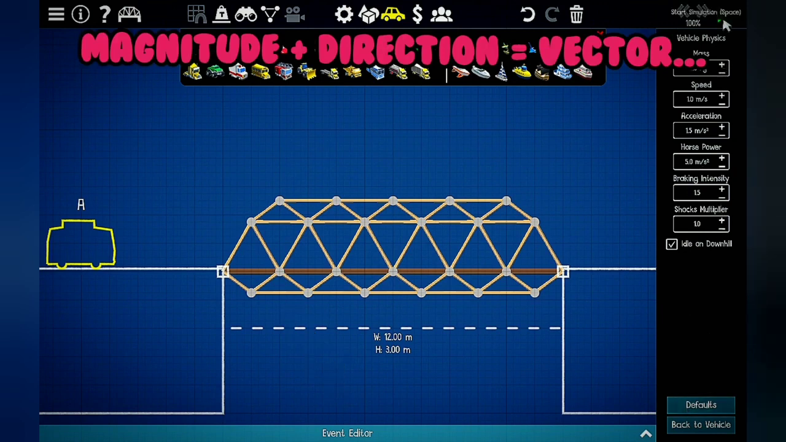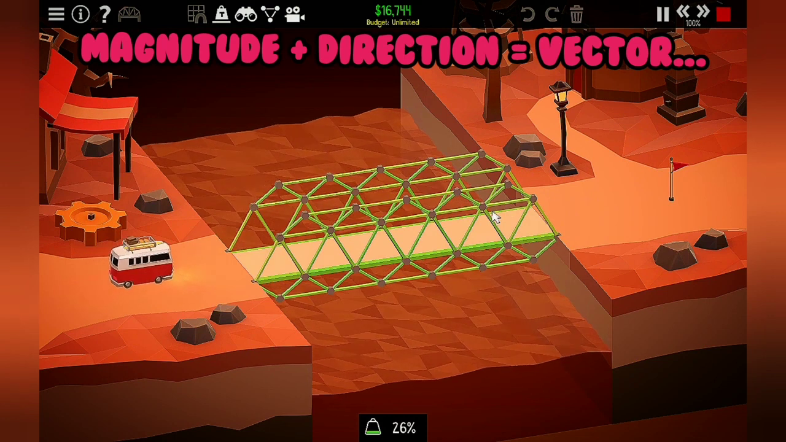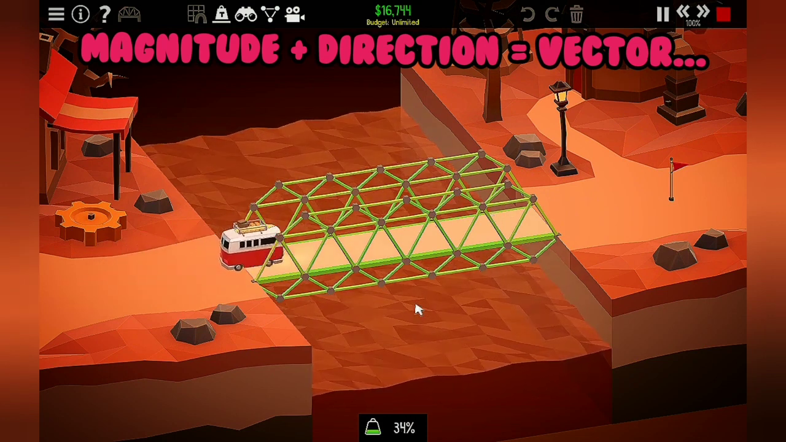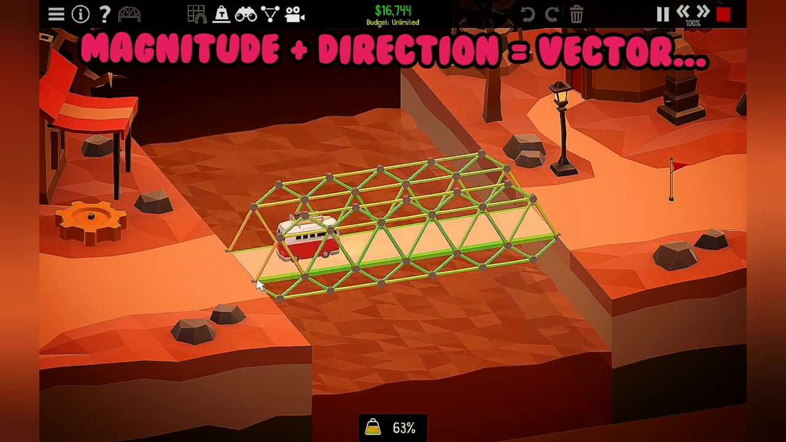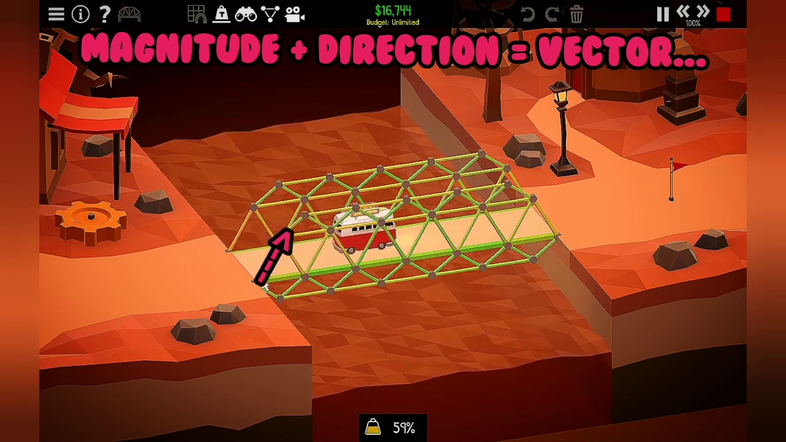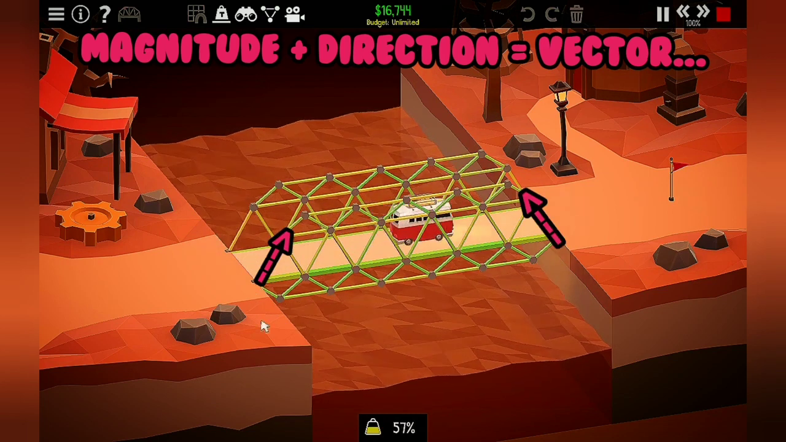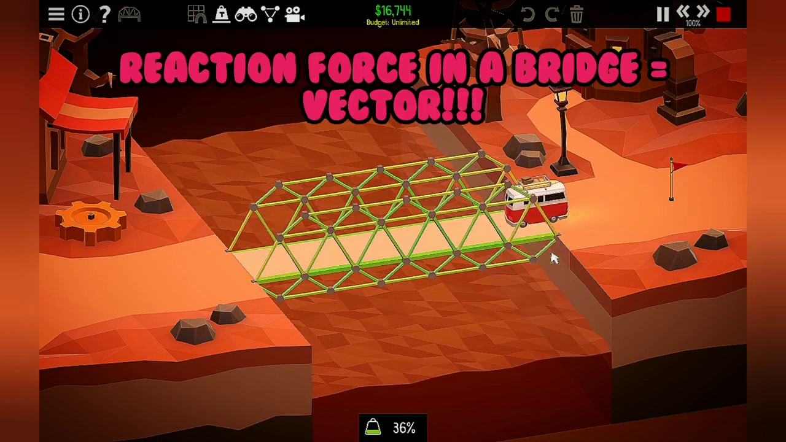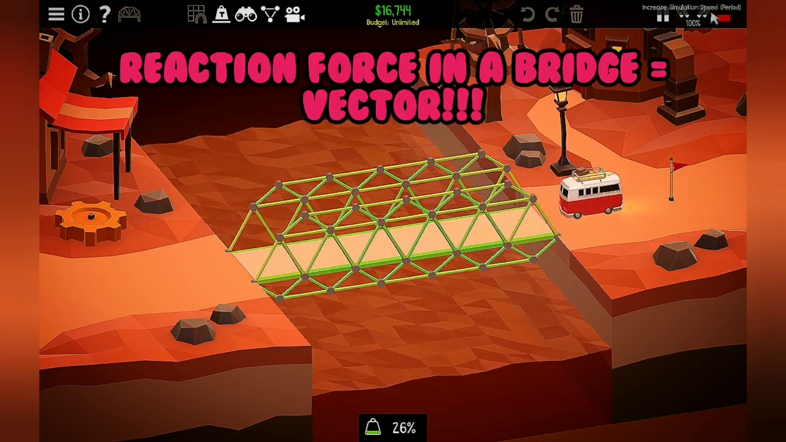So when I run this example with the van crossing over, you'll be able to see where I point. So we've got the van there, and then we've got the beams that change colour because of the force right here and on the other side as well. So now we know a real-life example of vectors, which is the reaction force in a bridge.